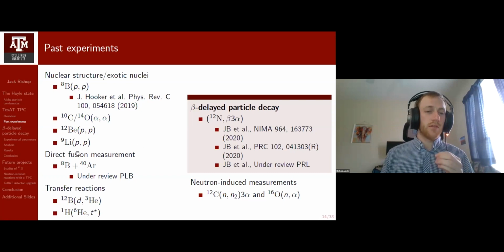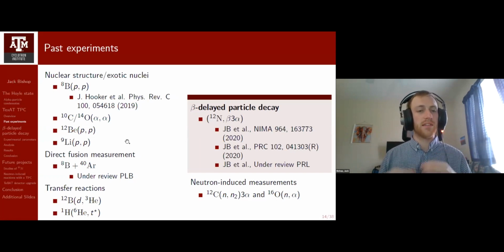We've also looked at direct fusion measurements. So we looked at boron-8 fusing with P10 gas inside of TexAT, and we managed to do this in a fairly model-independent way. And we can also use it for studying transfer reactions. So there's two examples here.